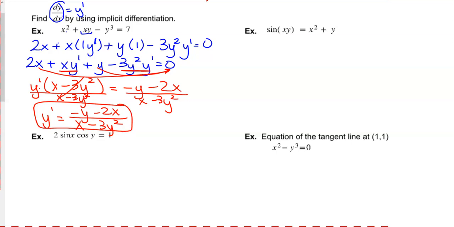That was the slope of our tangent line. That's our rate of change of our function in terms of x. Okay, all those things mean the same thing. All right, let's do a couple trig functions here, and then we'll write an equation of a tangent line.